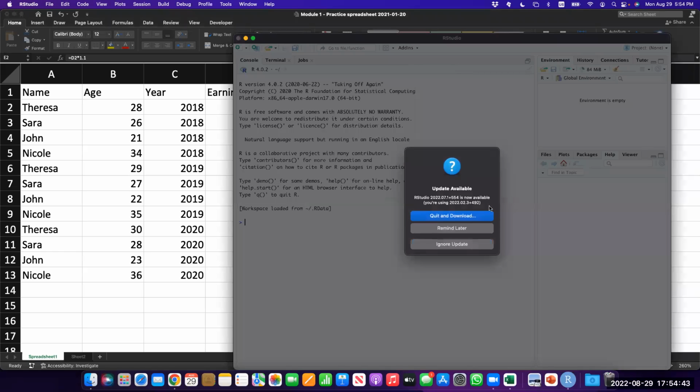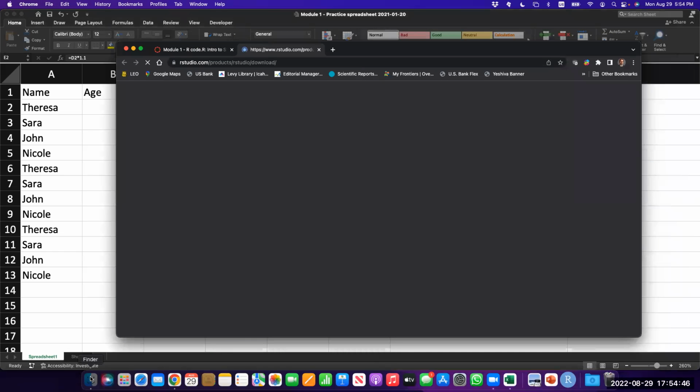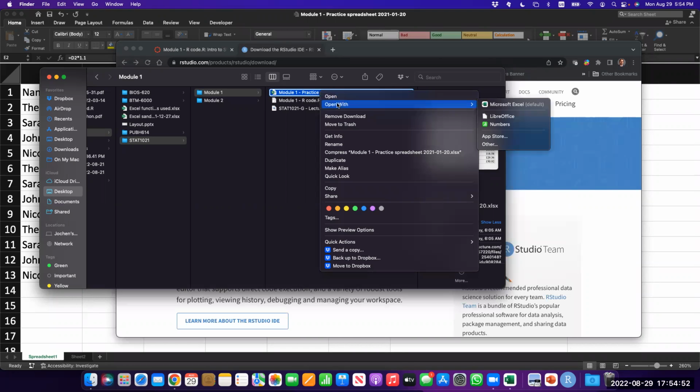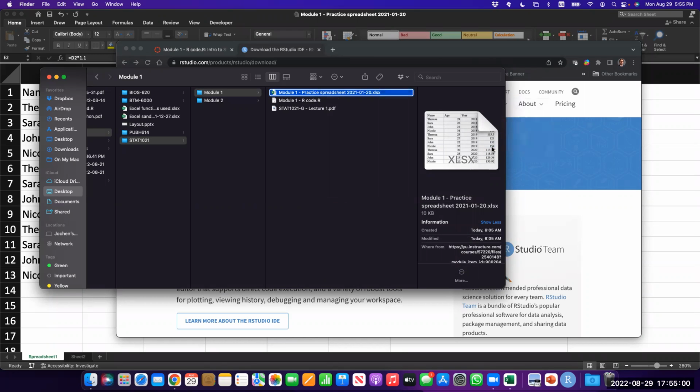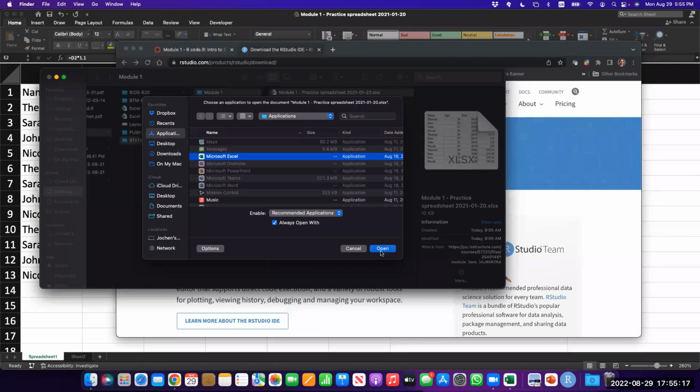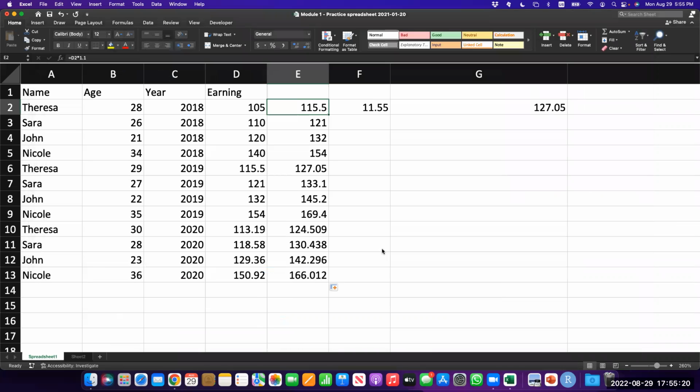The way this looks is, if you right click on it, you have open with, and you have Microsoft Excel here. You can go to other, and it will give you a whole list of applications that you can find in your application folder. You pick Excel and select always open with, and then from now on it will only open with Microsoft Excel, because I would not recommend using Numbers.